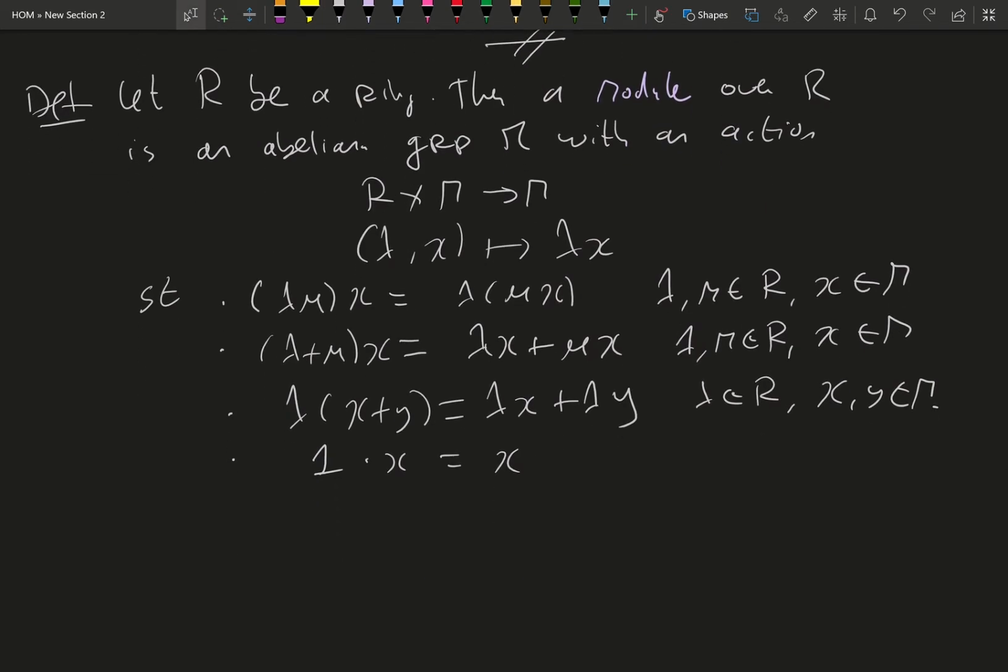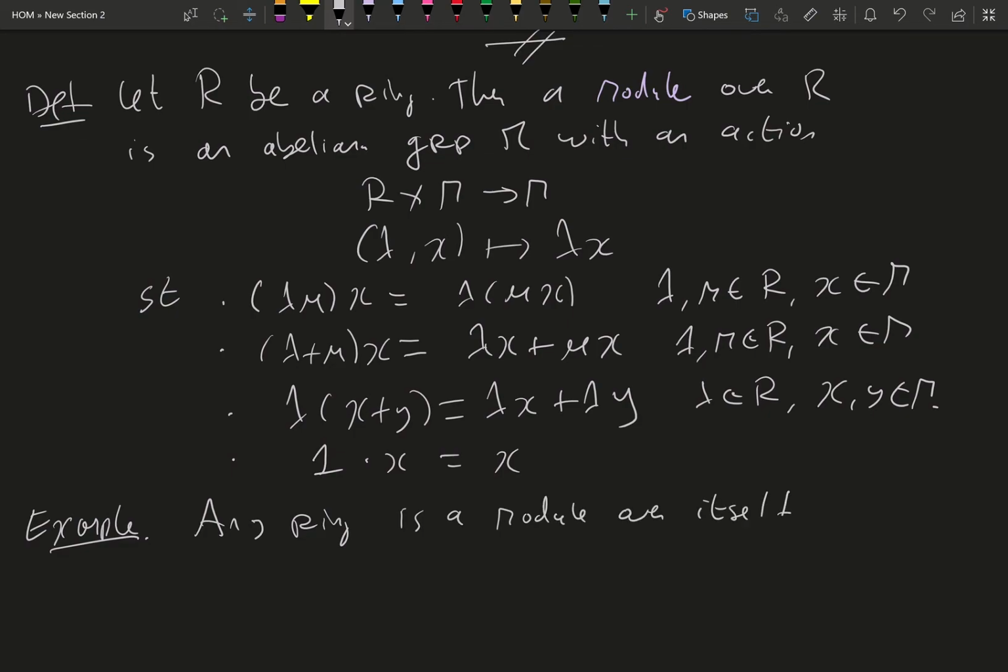Okay, so why am I introducing this? It is because this is going to give us the connection to linear algebra. So here are a few examples. Any ring is a module over itself, where the action R cross R to R is given by multiplication.